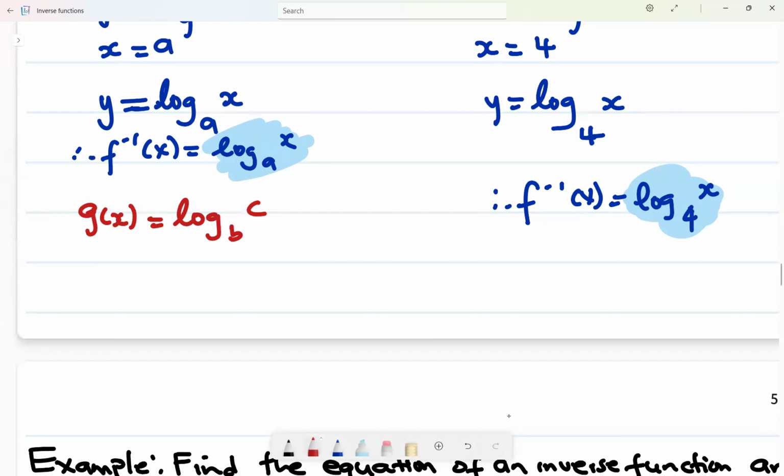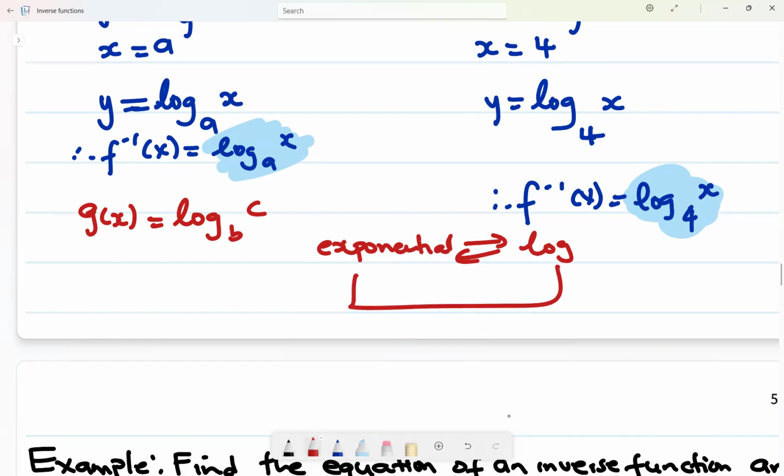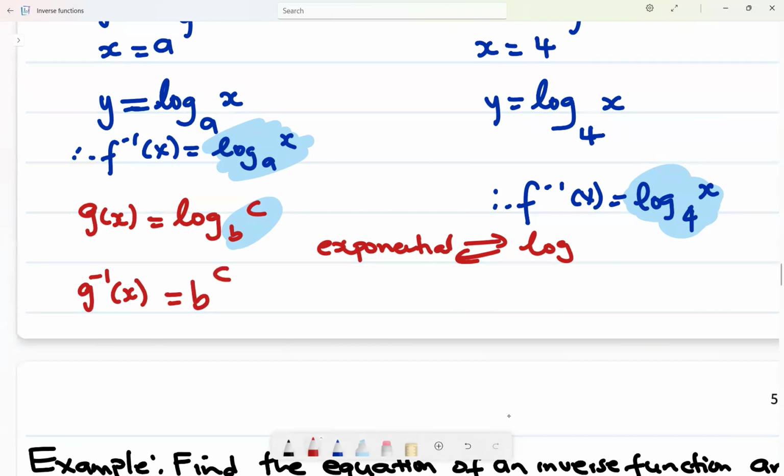Since now my original is my log, remember, the inverse of exponential is log, but the inverse of log is exponential. I'm starting here with log, so I need to go to exponential. Therefore, the inverse of g is going to be, remember my original function is always something that's here, but now it's the inverse of g, so it's going to be just b to the power of c.